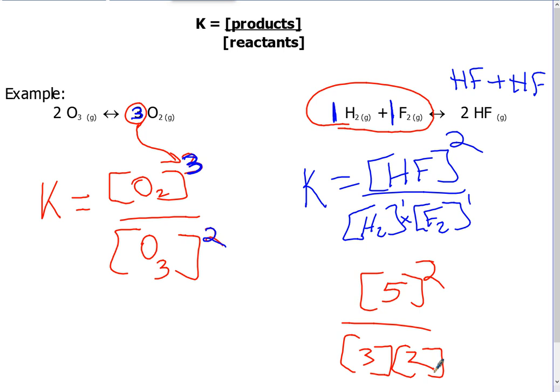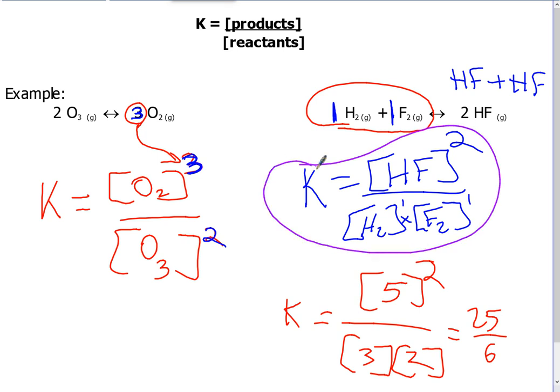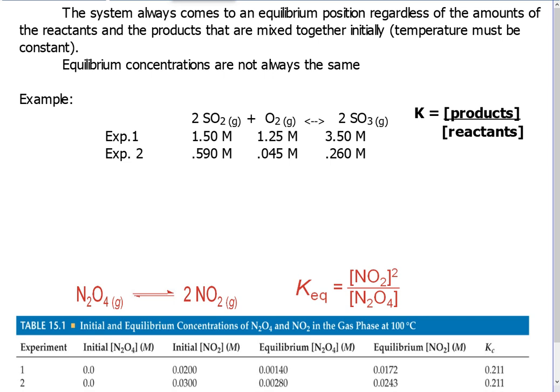What's 5 squared? So we have 25 over 6, right? And that would represent a constant. But it starts off with, did he set it up correctly? And then did he plug the numbers in the right spot to solve for the constant? Which is our next example. All right? So in this example, first let's set up the expression.